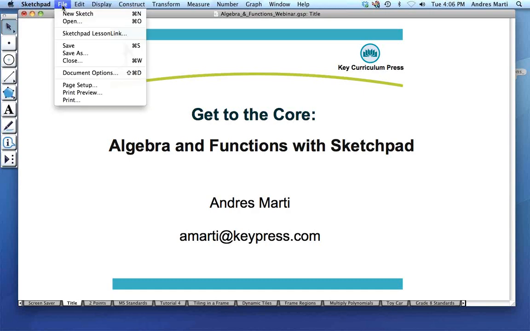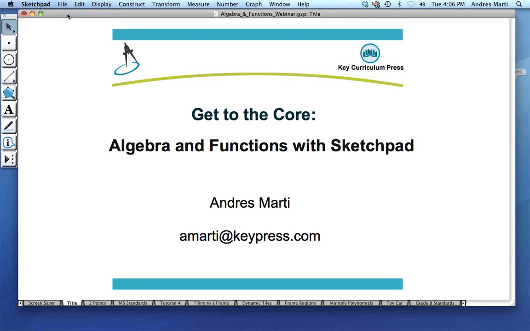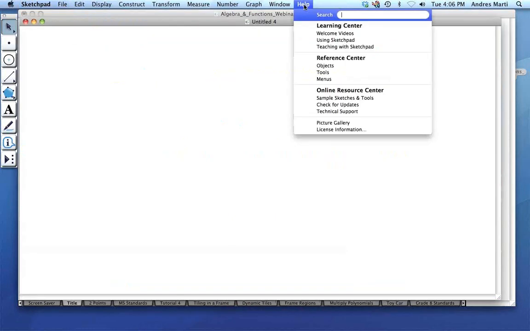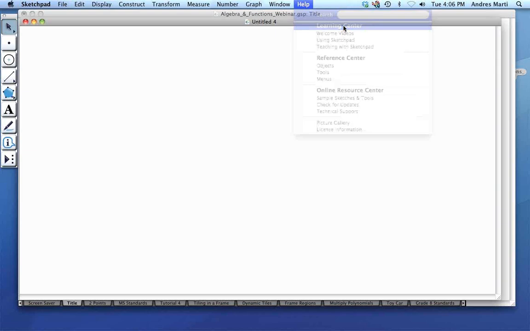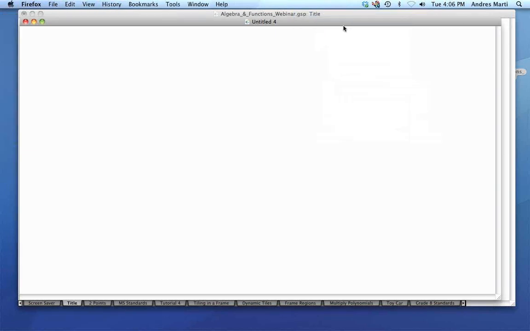And for those of you who have never seen the Learning Center before, when you first open up Sketchpad and you get this blank sketch or whatever, you should go to the Help menu and open up the Learning Center. It's an amazing set of resources that we've developed to help people get started and develop their skills in Sketchpad, and it comes with Sketchpad.